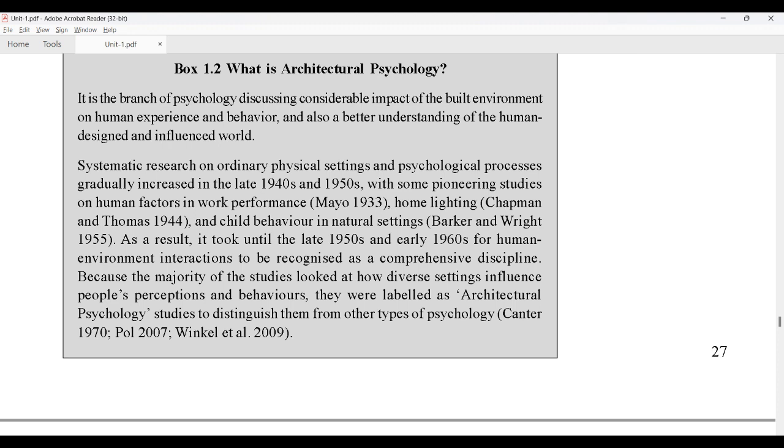Systematic research on ordinary physical settings and psychological processes gradually increased in the late 1940s and 1950s, with some pioneering studies on human factors in work performance, home lighting, and child behavior in natural settings. As a result, it took until the late 1950s and early 1960s for human-environment interactions to be recognized as a comprehensive discipline. Because the majority of the studies looked at how diverse settings influence people's perceptions and behaviors, they were labeled as architectural psychology studies to distinguish them from other types of psychology.